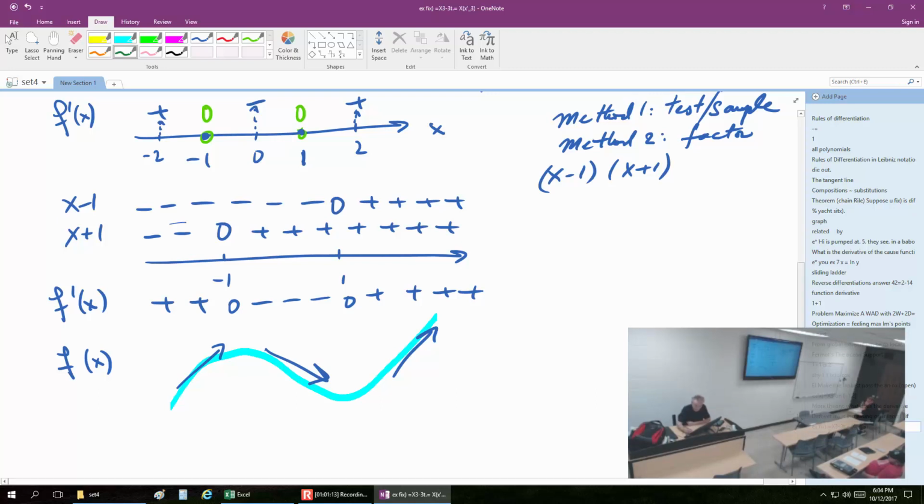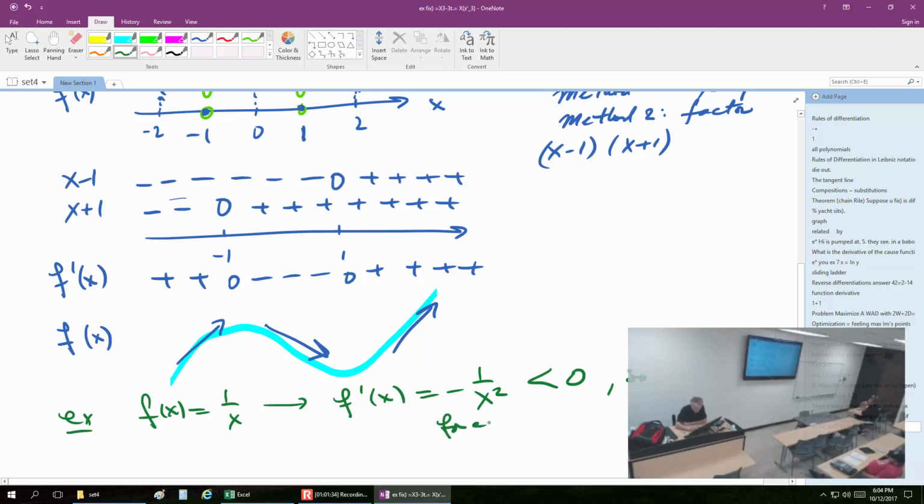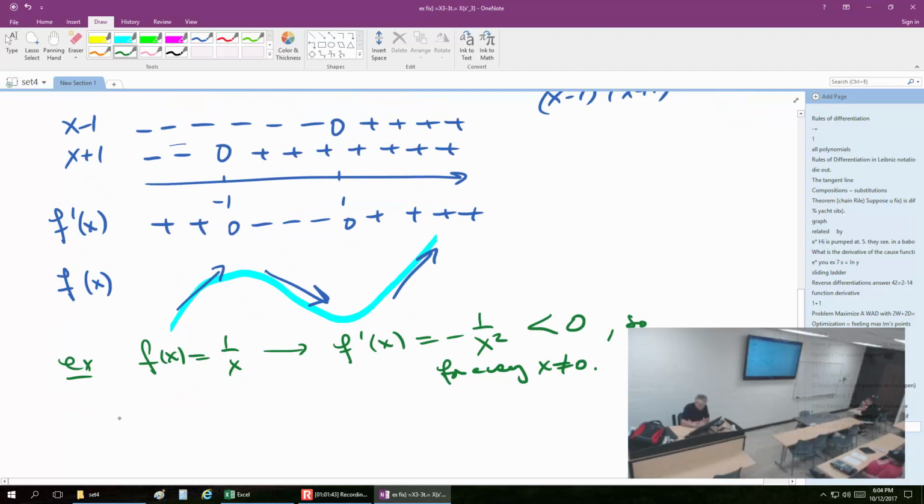Such as, if you want to see that one again, 1 over x. f of x is equal to 1 over x, right? Then its derivative is f prime of x equals negative 1 over x squared, which is negative. So, carefully not drawing a wrong conclusion, it is negative, but really for every x that is not equal to 0, which means that we have to split into two. There will be two splits.